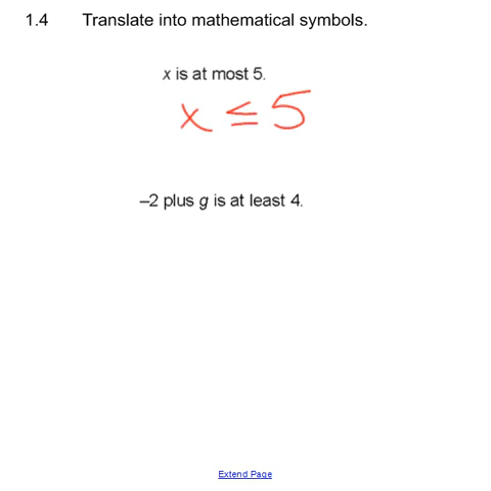Next one says negative 2 plus g is at least 4. So if I say something is at least 4, that means it could be 4, could be 5, 6, 7. So that means it's greater than or equal to 4. So I have negative 2 plus g is greater than or equal to 4.